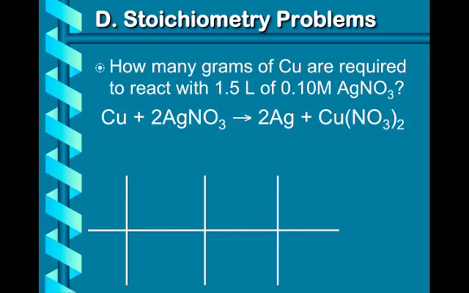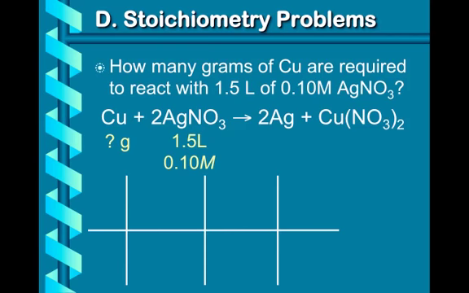Then we need to identify our known and unknown. Well, we know that we're looking for grams of copper because it says how many grams. And we have 1.5 liters of a 0.10 molar silver nitrate solution. So that is our known. Okay. We always start off with what we know. And in solution stoichiometry, we always have to have two boxes when dealing with a solution because we have to go from the liquid form to the mole form.